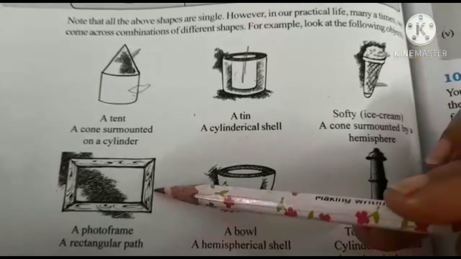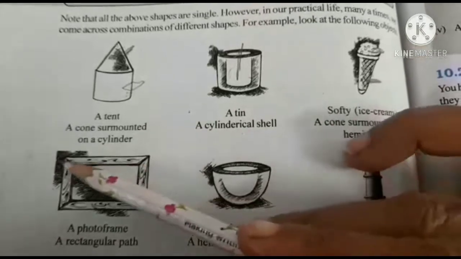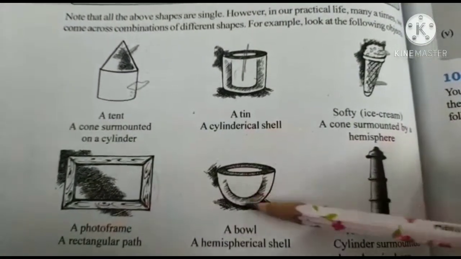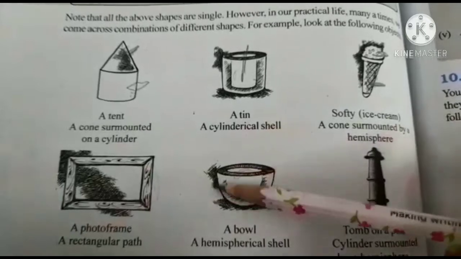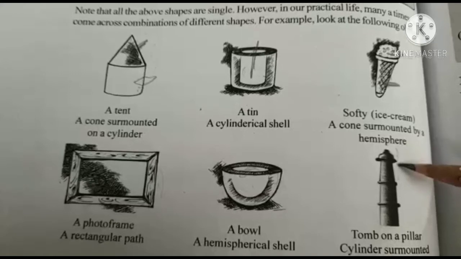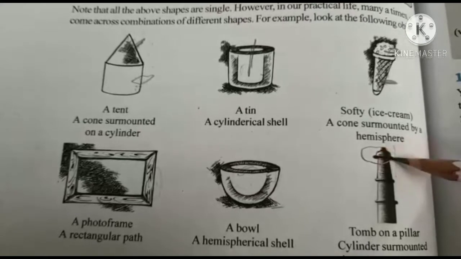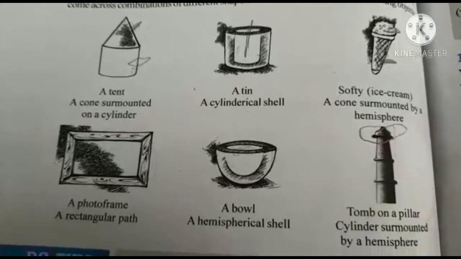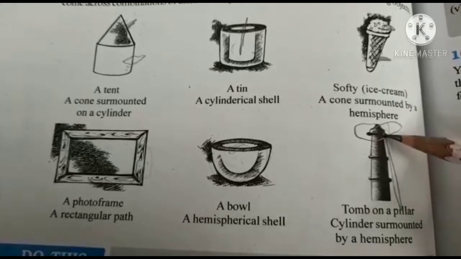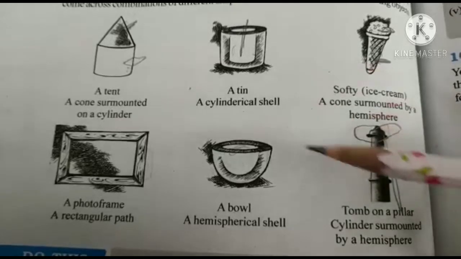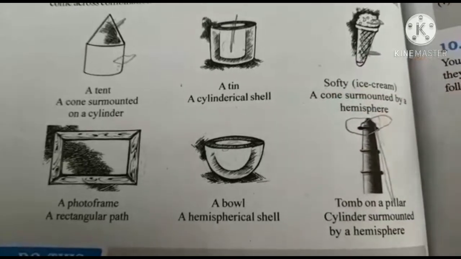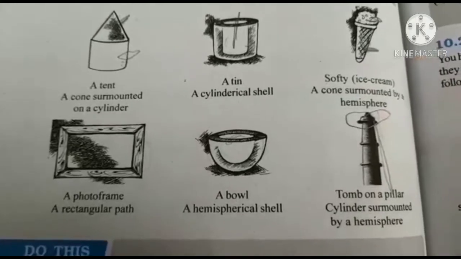Next, it is a photo frame. This is a rectangular path. A bowl, which is a hemisphere but hollow. So we can call it a hemispherical shell. A tomb on a pillar. You can see the upper portion is a hemisphere, whereas the bottom portion is cylindrical in shape. So there are combinations of two or more than two shapes which we come across in our day-to-day life.